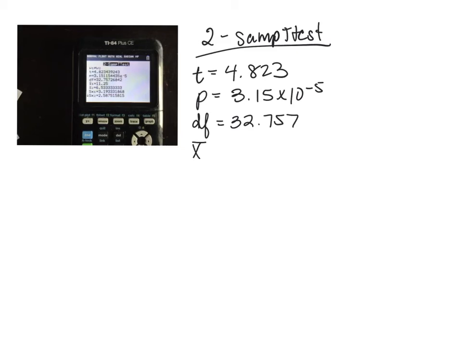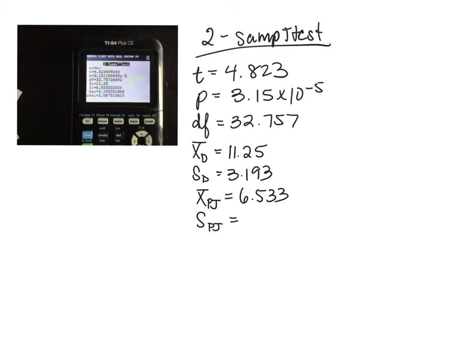And then our x bar, we didn't write this down anywhere, so you want to write down your stats. X bar D is 11.25, SD was 3.193, and X bar PJ is 6.533, and SPJ is 2.588. And then if I scroll down, it just gives me N. So if you have it in your calculator, it just tells us that ND is 20 and NPJ is 15.